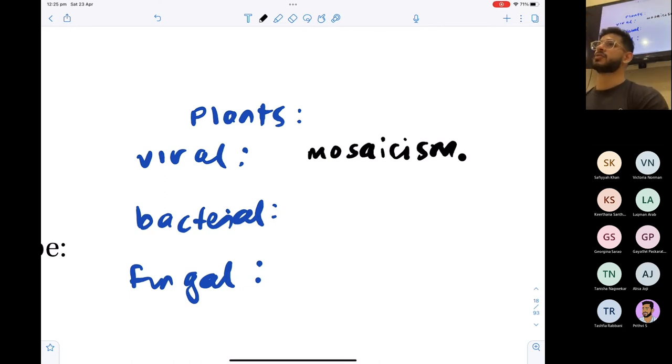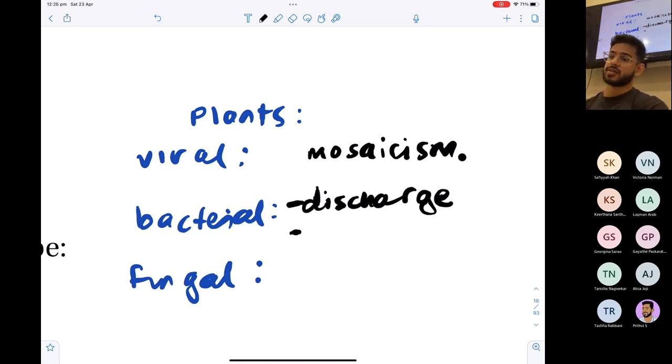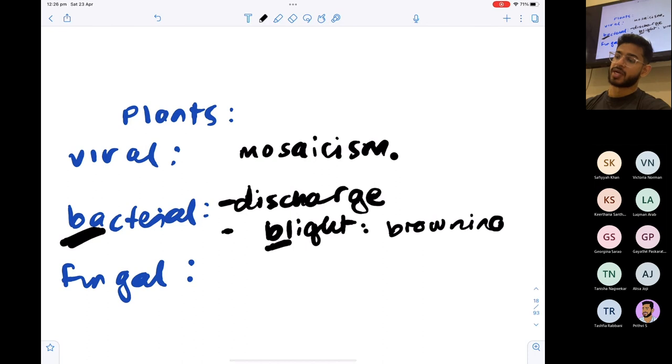What about bacterial infection? Think about acne. What are some signs of acne? Pus formation, discharge release, right? The same thing with bacterial infections, because acne is a bacterial infection of the skin. Bacterial infections on the surface or skin of plants have a very similar effect. They're going to be resulting in discharge. What's another feature of bacterial plant diseases? Remember, bacteria have a B. B for blight. Does anyone know what blight is? It's browning of the leaf. The leaf is browning prematurely, a sign of bacterial infection too.